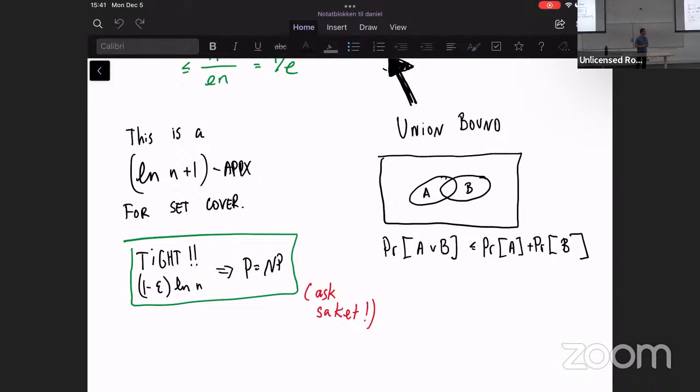Any questions from Zoom? The same analysis can also show that if the set size is bounded by some number t, then the approximation will improve in terms of t.